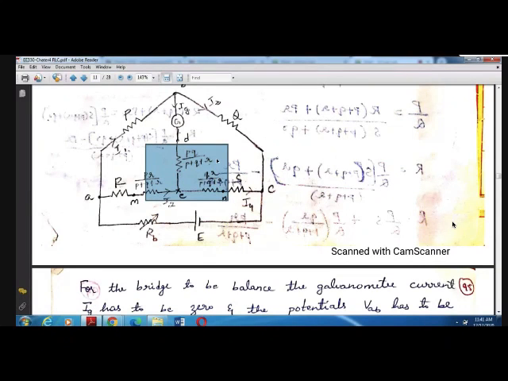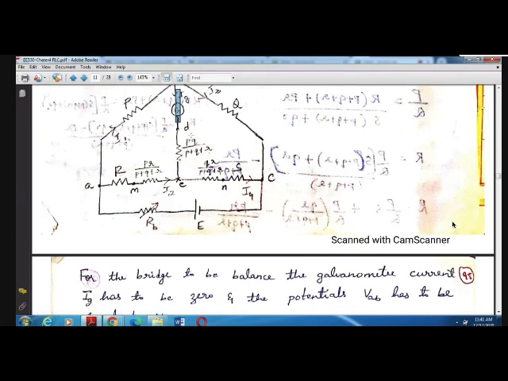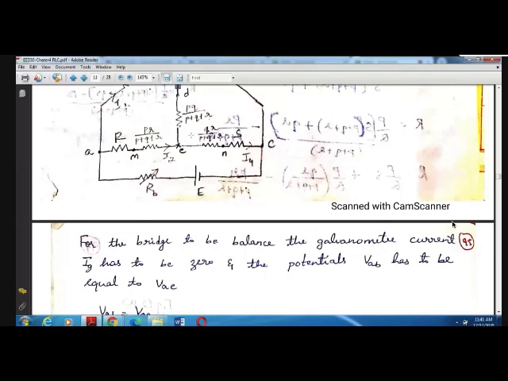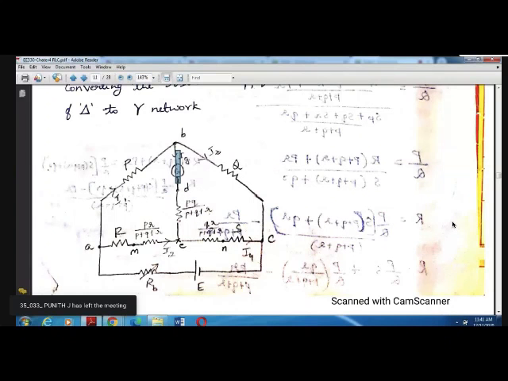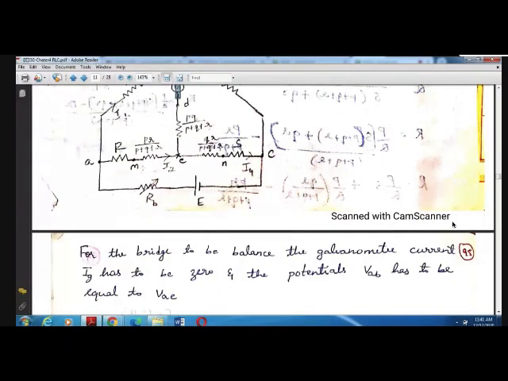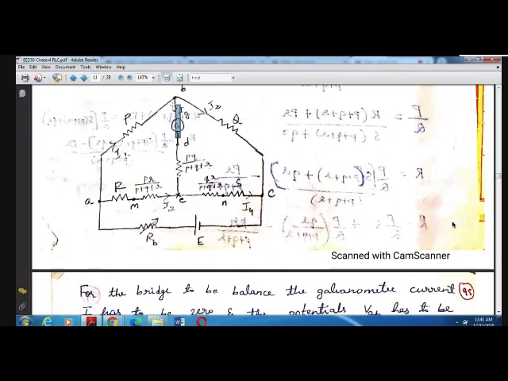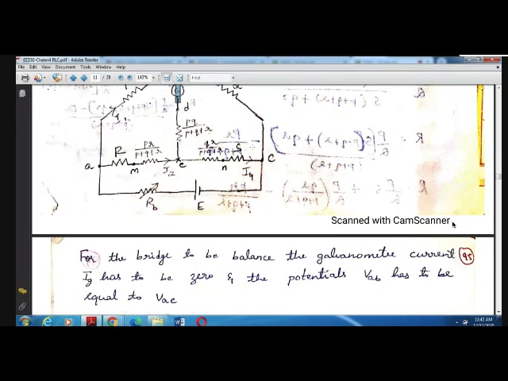For the bridge to be balanced, you know the condition: the galvanometer current IG has to be 0. Whatever current is flowing through this galvanometer should be 0, and the potential difference has to be equal. When the bridge is balanced, obviously the potential difference between these 2 points will be 0. Hence, whatever potential difference exists between VAB is equal to the potential difference existing between VAE.